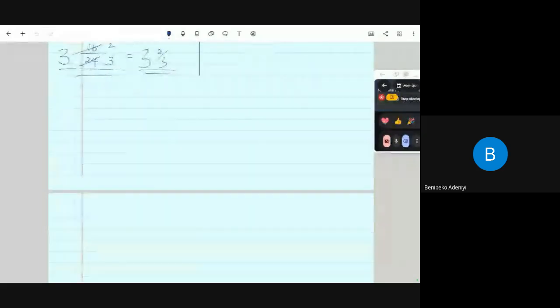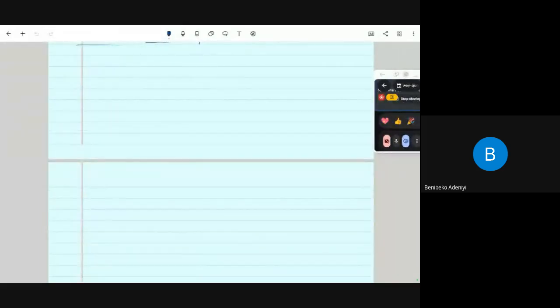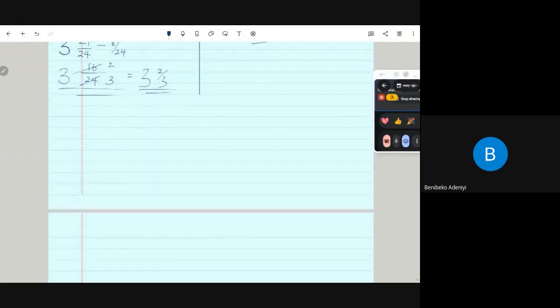Another interesting question that is often seen is arranging fractions. Before I even go to arranging fractions, let me quickly talk about multiplying and dividing fractions. If I have 2 over 3 times 15 over 4. Multiplying fractions is very simple.